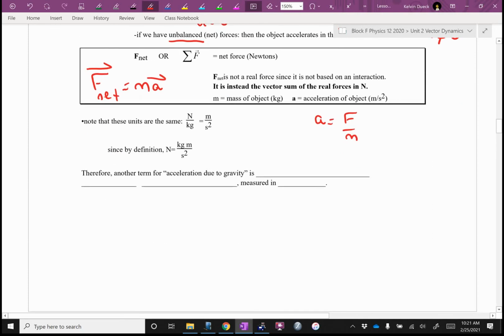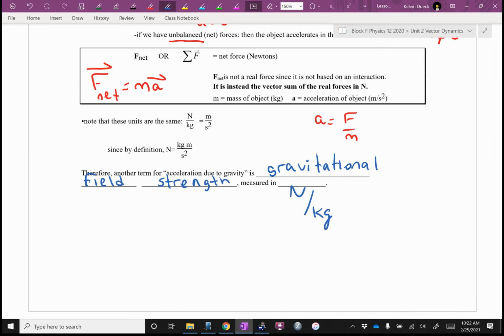But what it does mean is another term for the acceleration due to gravity is gravitational field strength. And that's measured in newtons per kilogram. So what's the acceleration due to gravity? 9.8. What's the Earth's gravitational field strength? 9.8 newtons on every kilogram. 9.8 newtons per kilogram. And that's why objects will accelerate at 9.8 meters per second squared.